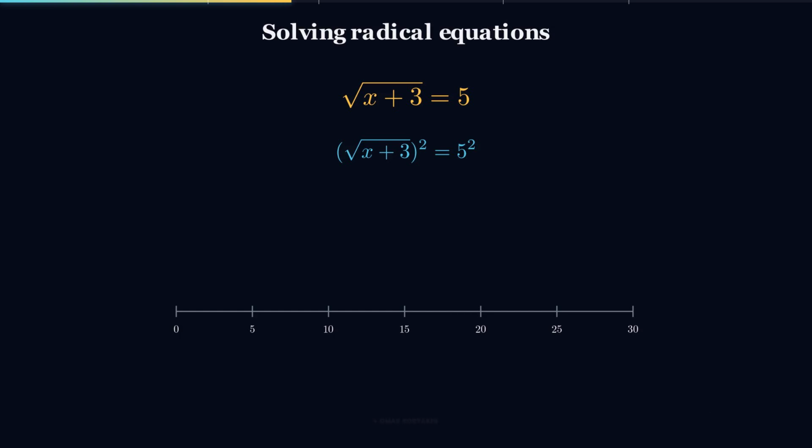Check. Substitute x equals 22 into the original. Square root of 25 equals 5, exactly matching the right side. The candidate checks out, so the answer is x equals 22.